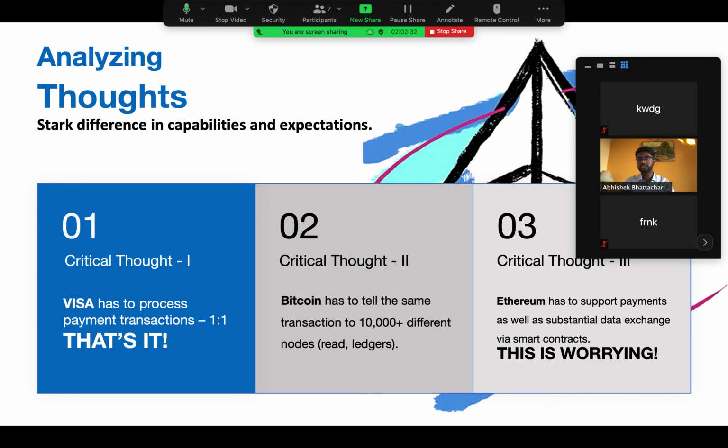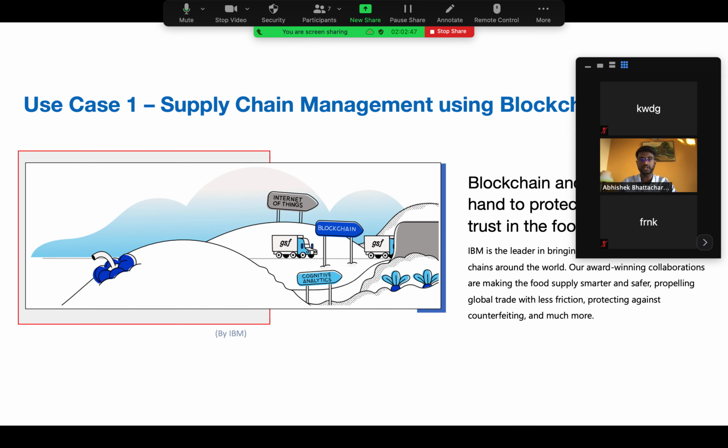So Ethereum has to take care of those transactions that are happening, and also it has to take care of the massive data exchange that is happening because of smart contracts. Smart contracts are running, pieces of code are running on the blockchain network. That is why it is also slow. It cannot be like Visa.